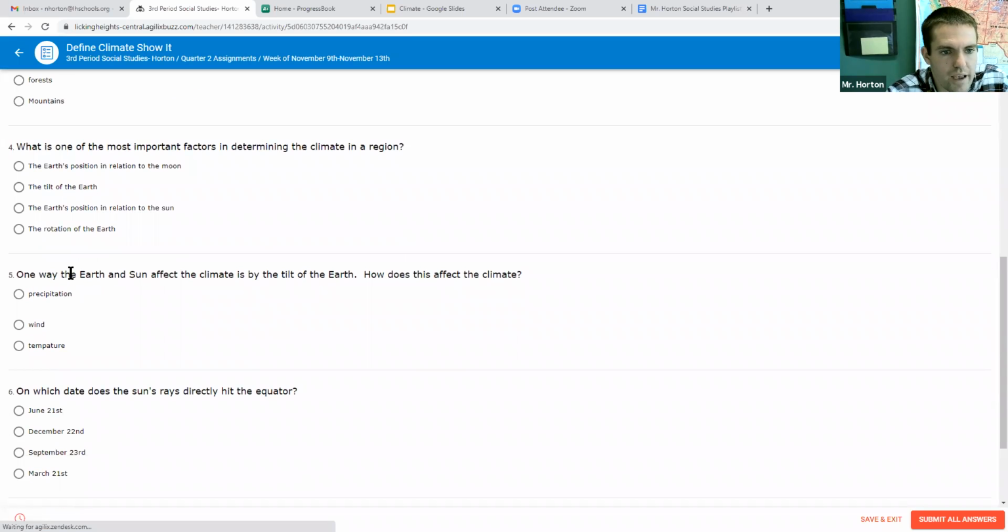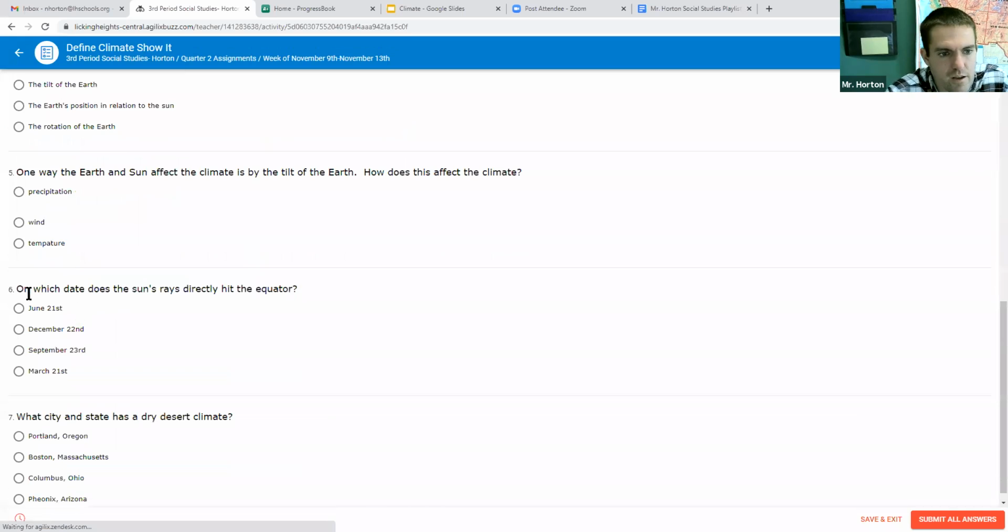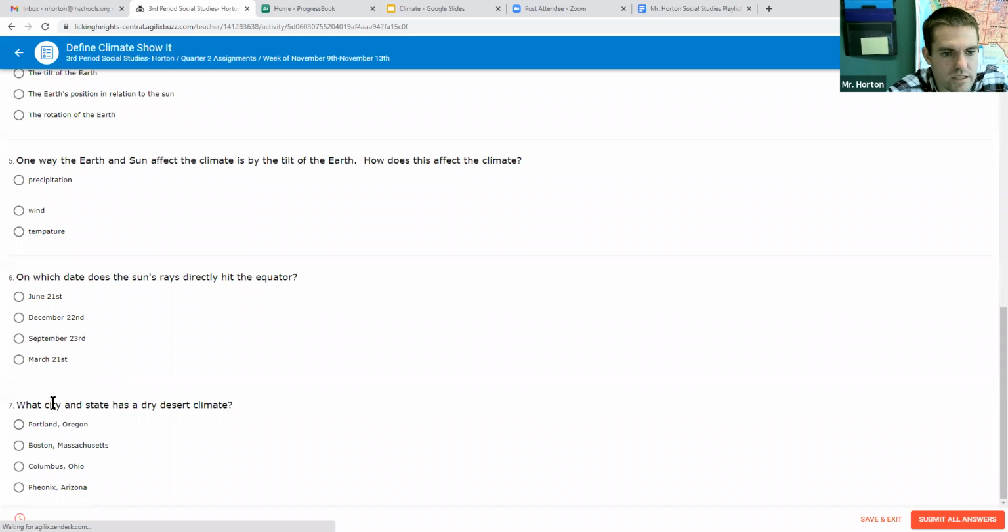Number 5, it says one way the earth and the sun affect the climate is by the tilt of the earth. How does this affect the climate? We'll cover that. Number 6, it says on which date does the sun's rays directly hit the equator? And then number 7, it says what city and state has a dry desert climate? So some of these answers you're going to have to look in the read it to help you answer those questions.